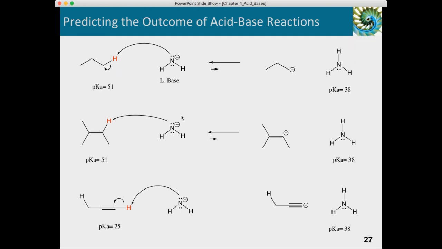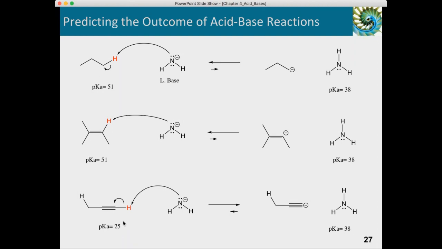However, if we react an amide with an alkyne, the product will be once again ammonia and the acetylide. In this case, the pKa of ammonia is 38, the pKa of the alkyne is 25. Look how much more acidic an alkyne is as compared to an alkene and an alkane. We will see why in a little bit. In this case, the conjugate acid of the base is less acidic than the alkyne, therefore the reaction will be displaced to the right side.